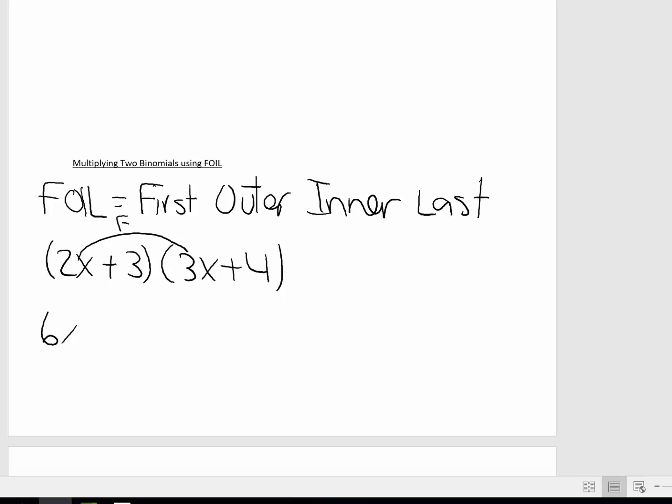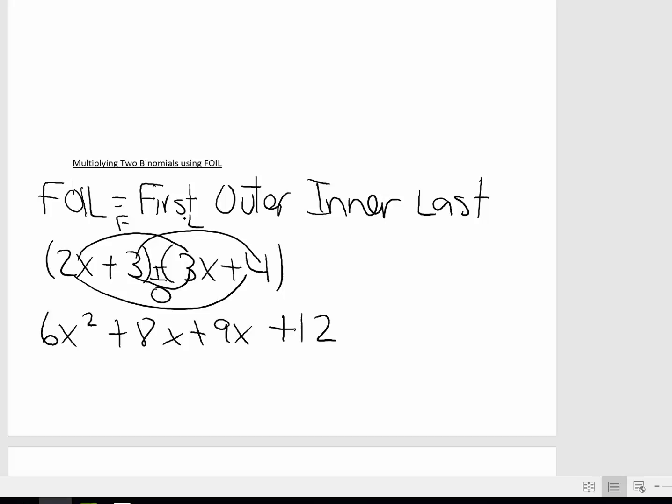So for instance, if I take this binomial and multiply by this binomial, these two multiply to give me the first. These two terms give me the outer. These two in the middle give me the inner. And these give me the last. Okay. Combine the like terms. And we're done. Now again, the FOIL method will only be useful if you have a binomial times a binomial.